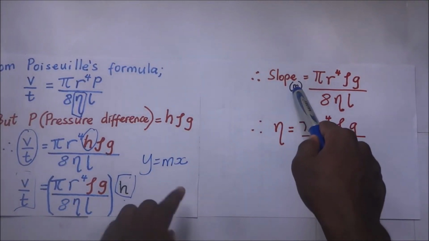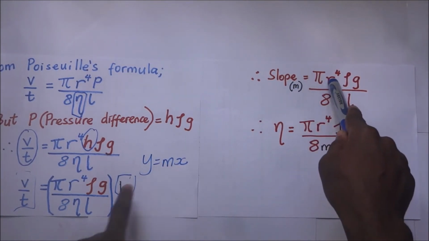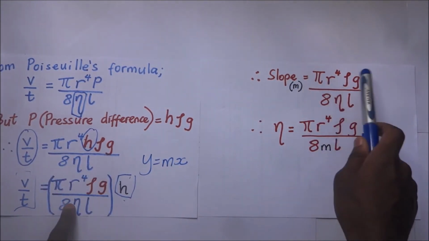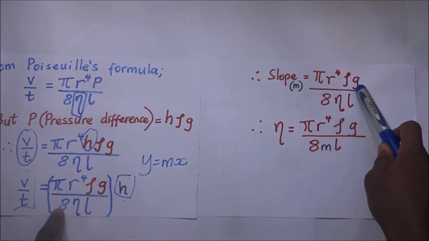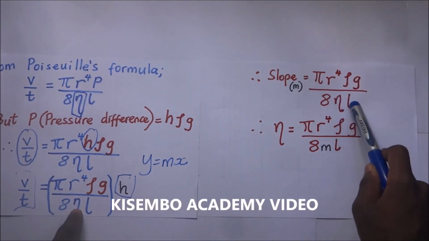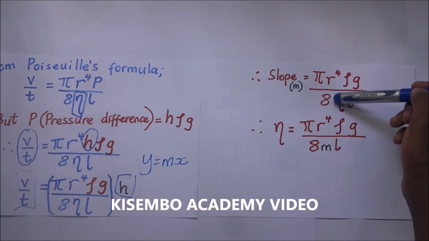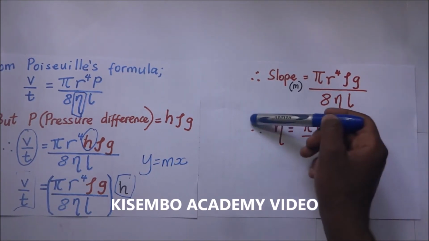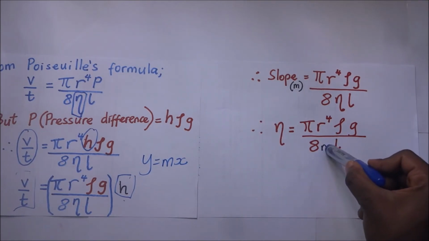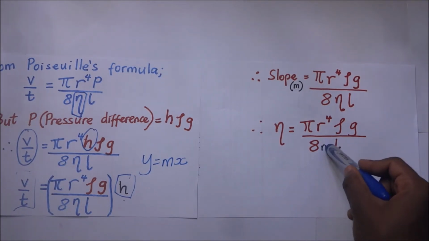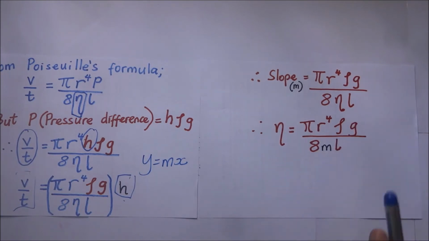The slope, which is m, is equated to the rest of this whole thing, which is pi r to the power 4 times the density times gravity, divided by 8 times the coefficient of viscosity times L. When we make the coefficient of viscosity the subject of the formula, like we've done in the next step, then from there we are able to get the coefficient of viscosity using this expression. And that is how we find the coefficient of viscosity using Poiseuille's formula.